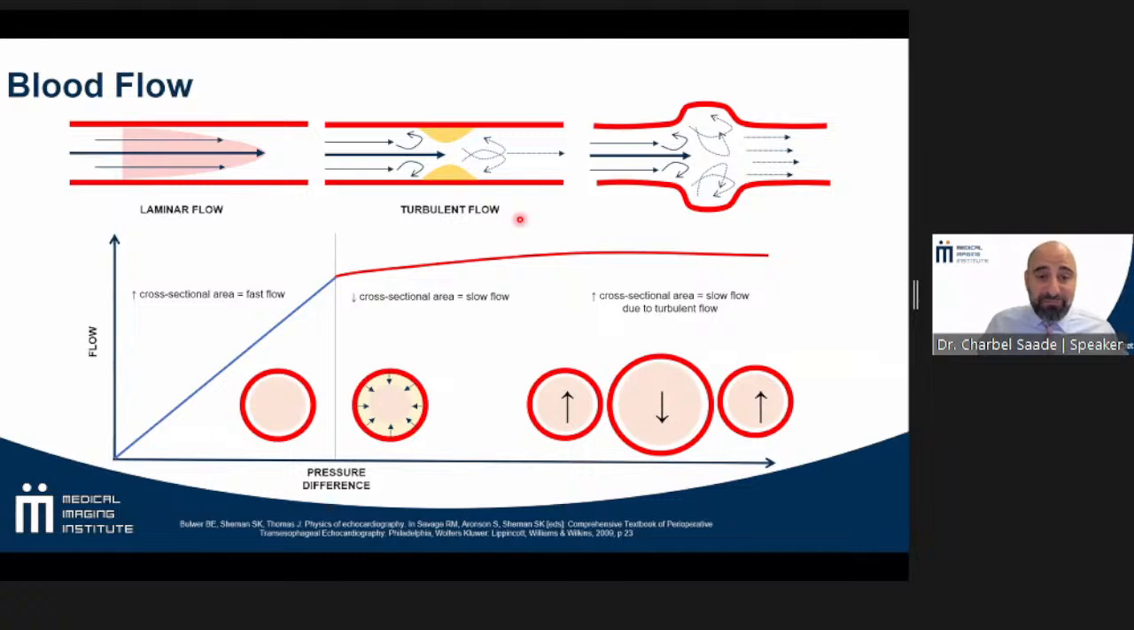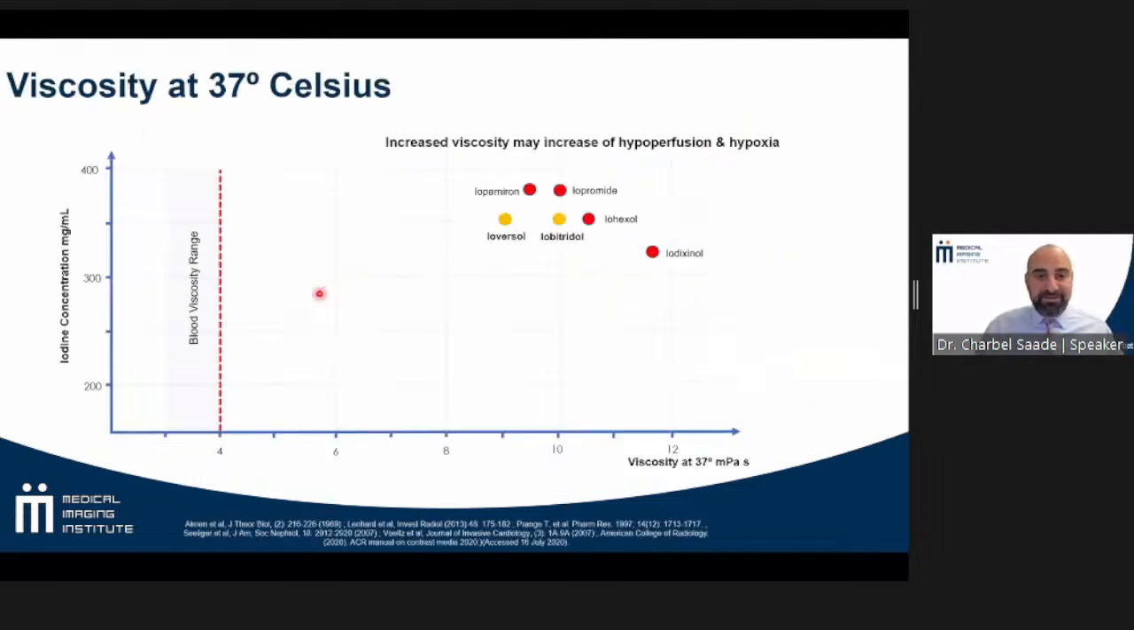And then when you're looking at blood flow, normally when we inject in the line, it's only laminar flow. But when we're injecting in the arms or in the legs, if we're doing a direct venogram, you're going to get turbulent flow and the cross-sectional area changes. So that's why your contrast media will get to your right atrium very quickly because of its location.